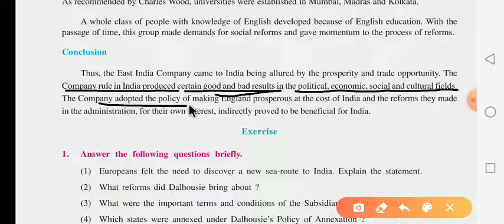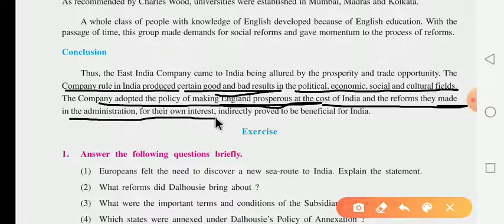The company adopted the policy of making England prosperous. Which kind of policy was adopted by the company in India? They wanted to make England prosperous at the cost of India, and the reforms they made in the administration were for their own interest but indirectly proved to be beneficial for India. Whatever reforms were done by the British were only for the betterment of the administration and of their own interest, but indirectly they provided benefit to India.